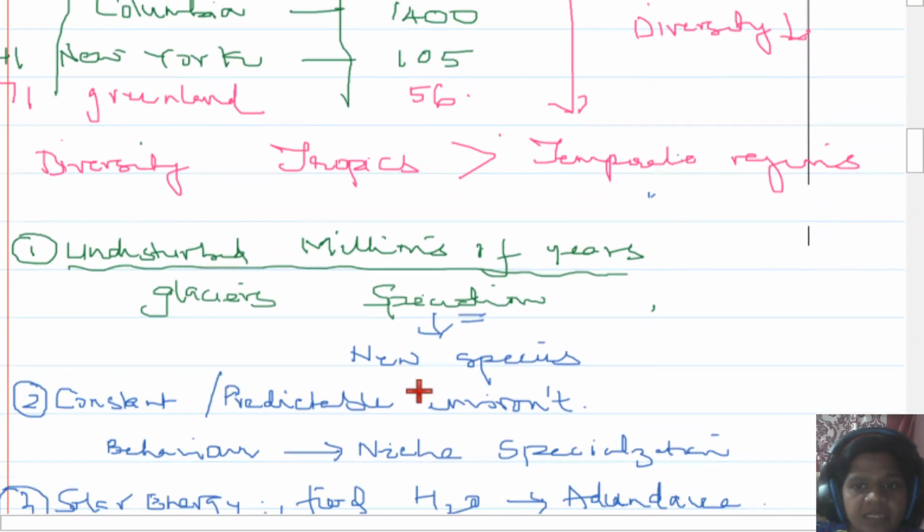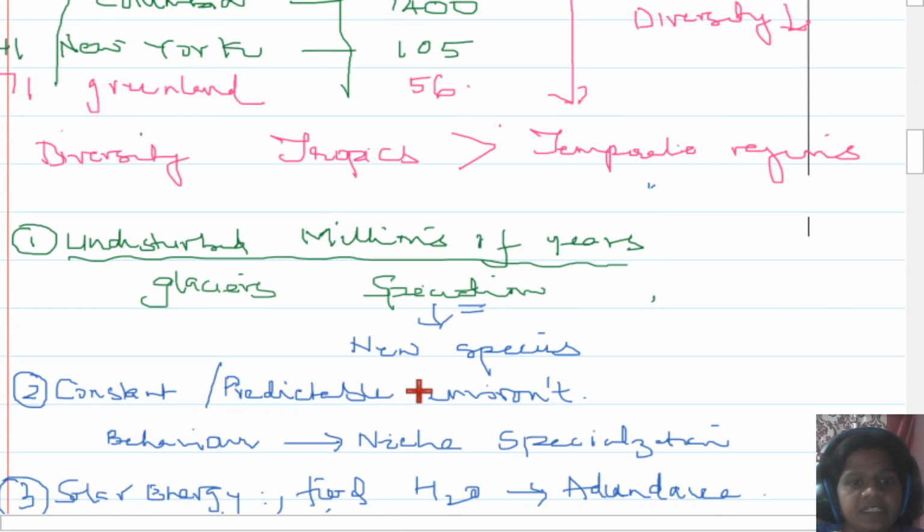Now that we have seen that the tropics have a wider variety of organisms than the temperate zones, why is that so? There are three different reasons. One is that they have been undisturbed by natural calamities, because temperate zones were usually bombarded with glaciers. Glaciations happened, and this did not occur in the tropical regions. That led to speciation, which means new species have developed. That's why you have more diversity in the tropics.